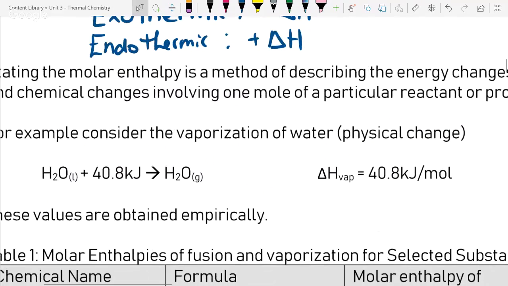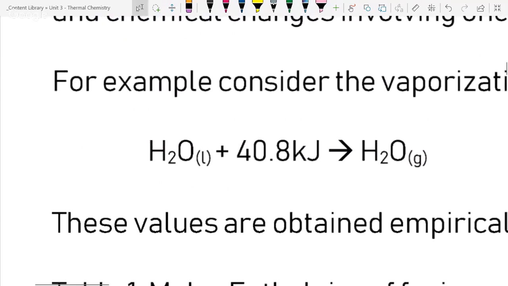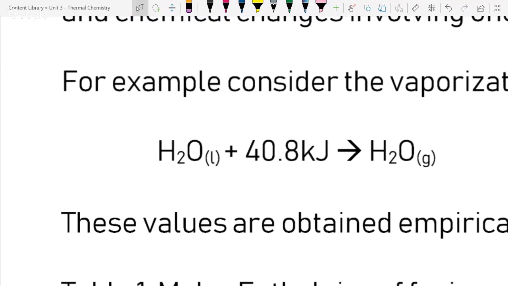Now, in this case, when we take that water, what do we have to do to make it become a gas? Got to put energy into it. What do we call that? Evaporization? Yeah, but is it, you're right. Is it exothermic or endothermic?